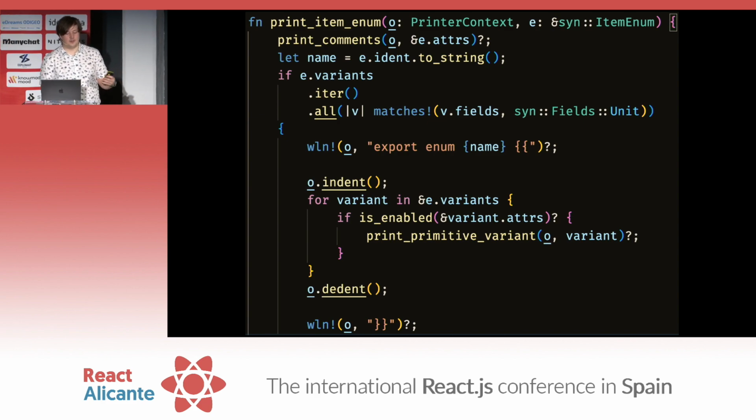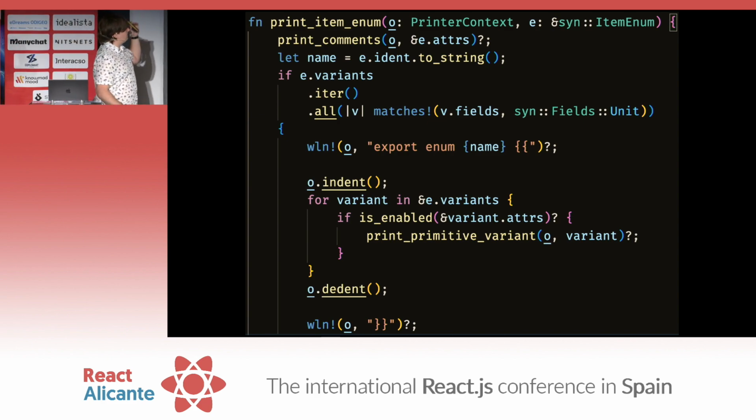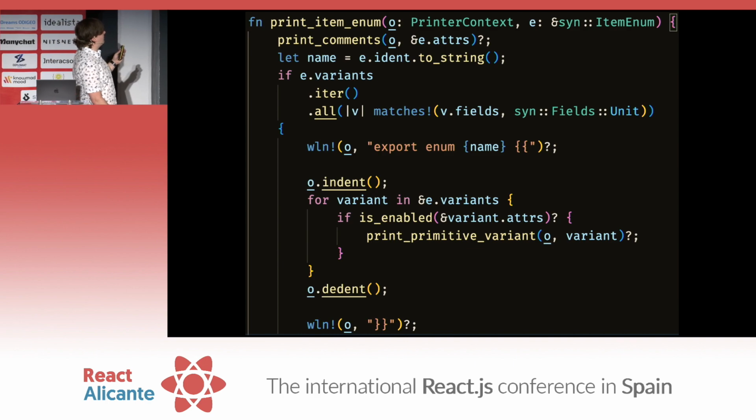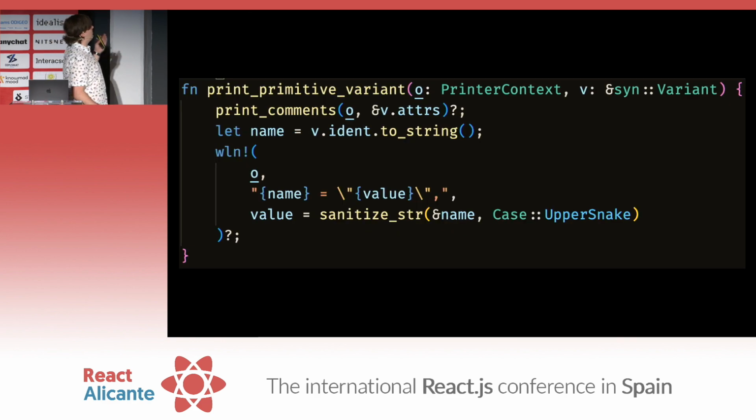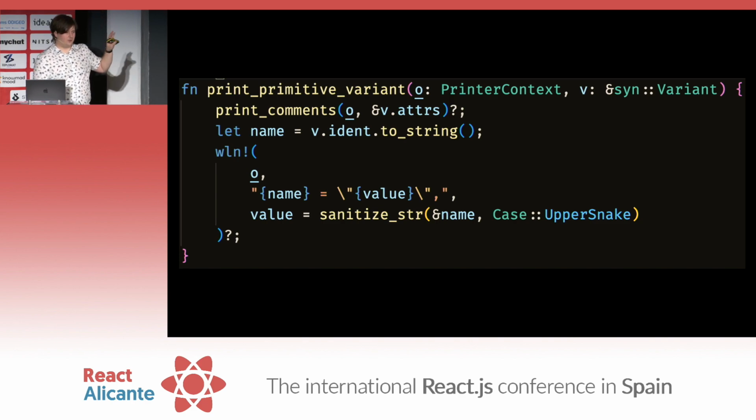If I'm printing an enum, for example, I can just generate some text that matches the TypeScript type structure, say an export enum of some name, and then print out each of the variants in turn, and for each of the variants I'm just printing the name equals the value. So I realized that was a lot of Rust code, and most of you are probably not Rust developers. But the point I was trying to get across here is it's not actually a huge amount of code, and it's not hugely complex code.